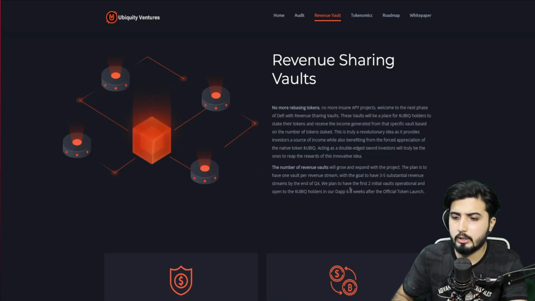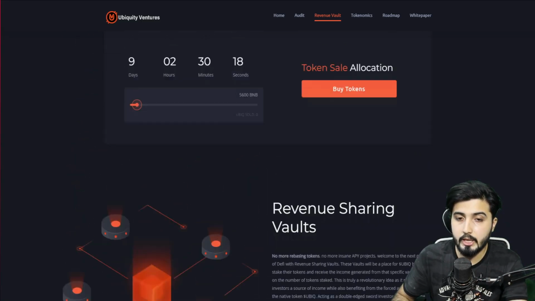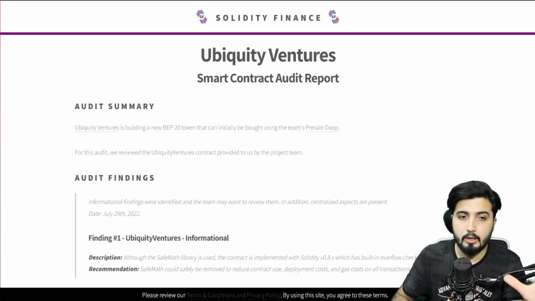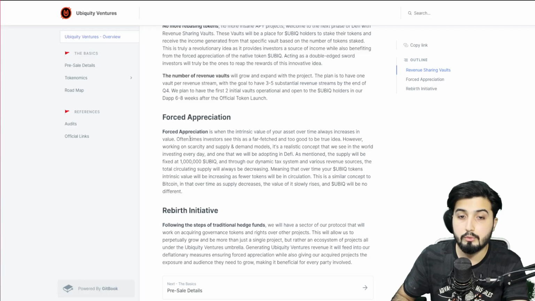So they're going to have one revenue stream for one vault, and they're planning on releasing, I think, the 2 initial vaults 2 to 3 weeks after the token is launched. Currently it is in the pre-sale period, which is right here. We're going to talk about the allocation for this one, the price, and so forth. So this was the part where we talked about the forced appreciation.